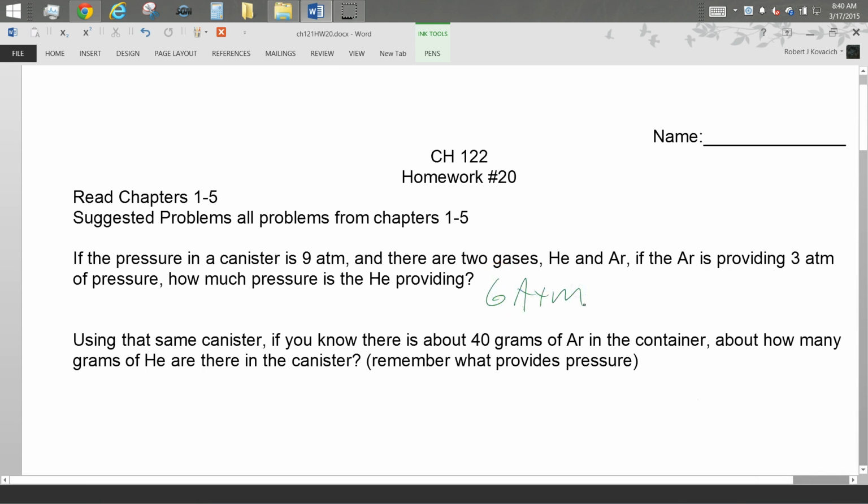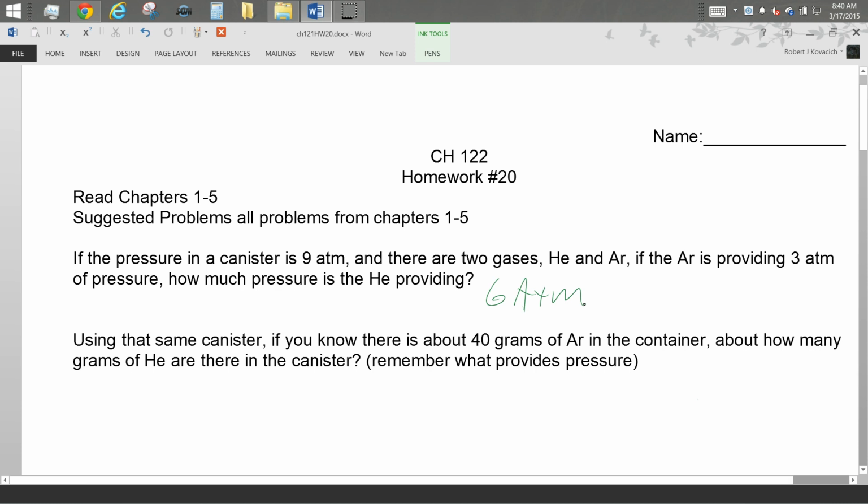What else does that tell you about the gas particles? Do you have any other piece of information? Yeah, you do. From this, you totally know something else. Could you find out how many moles? You know that there are twice as many moles of helium than there are argon. We okay with that? Twice as many actual particles.